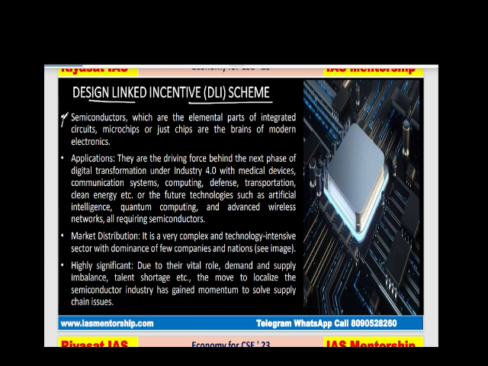As we all know, the importance of semiconductors, which are the most fundamental parts of any integrated circuit. Remember, microchips or chips, just chips. These are the brains of modern electronics. In all electronics, you will find semiconductors, and the application is very broad. You can see here, each and every industry, directly or indirectly, has semiconductors in it.